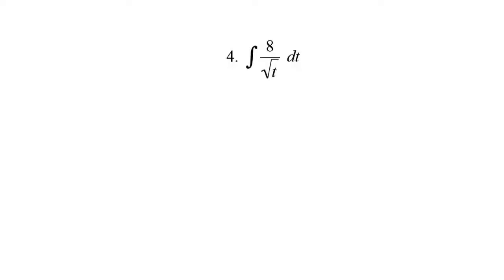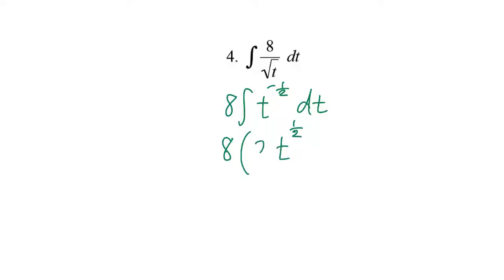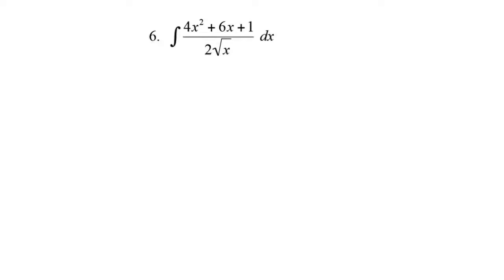And again, some more rewriting over here with number 4. We're going to have 8 times the integral of t to the -1/2 dt. And that's going to be 8 times t to the -1/2 plus 1 is +1/2. And if we divide by 1/2, we're really multiplying by 2. And so plus c, or you can simplify this to be 16 t to the 1/2 plus c. Okay, moving on to the next problem.